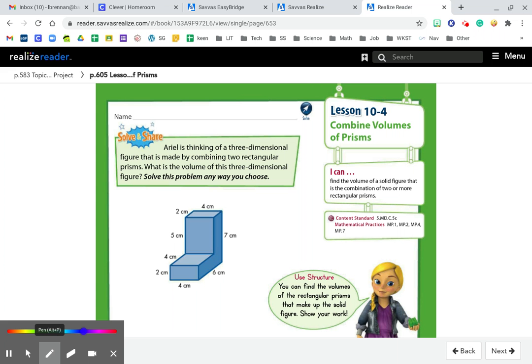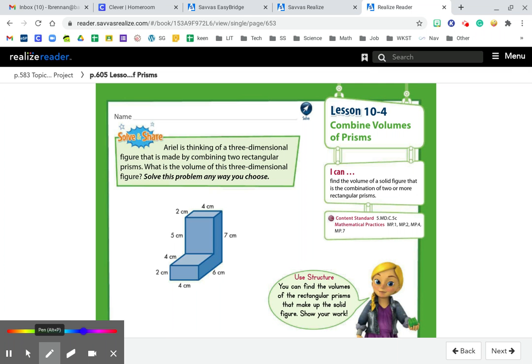So for this example here, Ariel is thinking of a three-dimensional figure that is made by combining two rectangular prisms. What is the volume of this three-dimensional figure? Solve this problem any way you choose. You have to decide which shape is going to be which. And we're going to be looking at congruent sides here, which is something that was taught in the lower grades. So equal sides, so you're going to have an awareness of that.